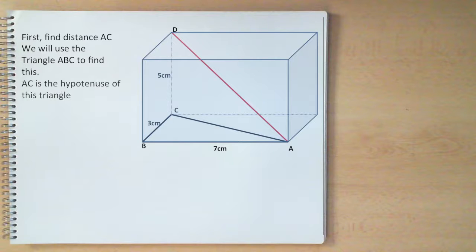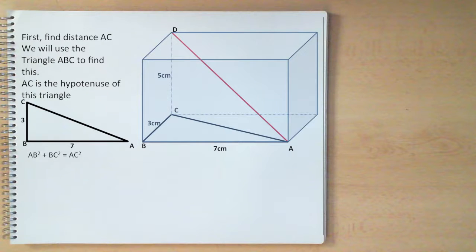Now at this point I would always advise you to draw out this new triangle so you can see exactly what's what. AC is the hypotenuse of that triangle, and we have the lengths of the other two sides. We know that one length is 3 and the other one is 7. So we have a right angled triangle. We know it's right angled because it's a cuboid, and we can use Pythagoras.